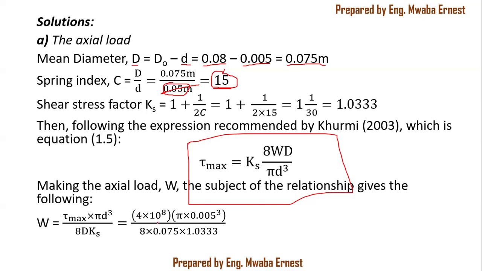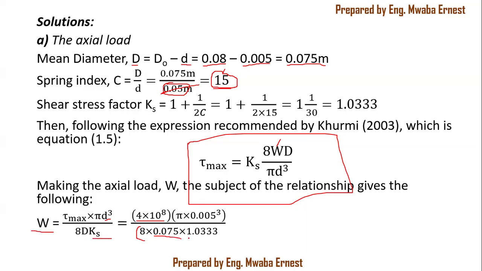Now, here we do the substitution, but if you want here, you can go ahead and substitute. After you substitute, then you just allow this to stand out. But here we made W the subject, so maximum shear stress times d cubed over 8 dks. So the maximum shear stress is 4 times 10 power 8. Then we have the pi. D is 0.005. We raise it to power 3. Divide by, here you open the brackets, 8 times D. The mean diameter is 0.075.